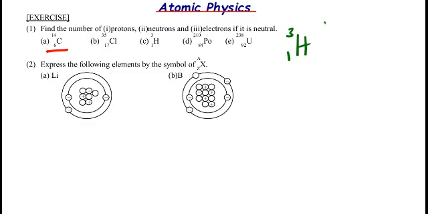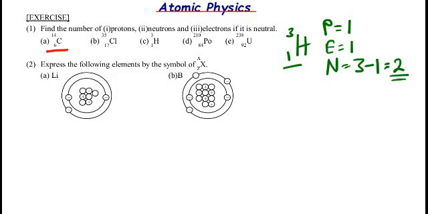So you say protons, electrons, and neutrons. Therefore you're going to have the number of protons, you just get the atomic number there, which is 1. The number of electrons, for the fact that this is the neutral atom, therefore you're going to have 1 electron. And then the number of neutrons, you're going to say 3 minus 1, that will be equal to 2. So we have 2 neutrons.